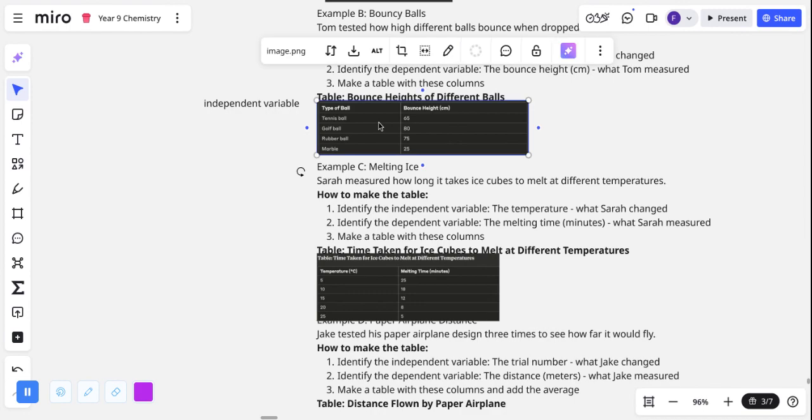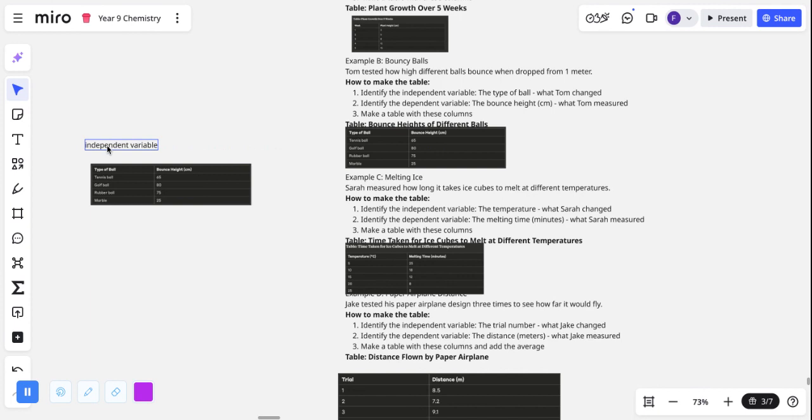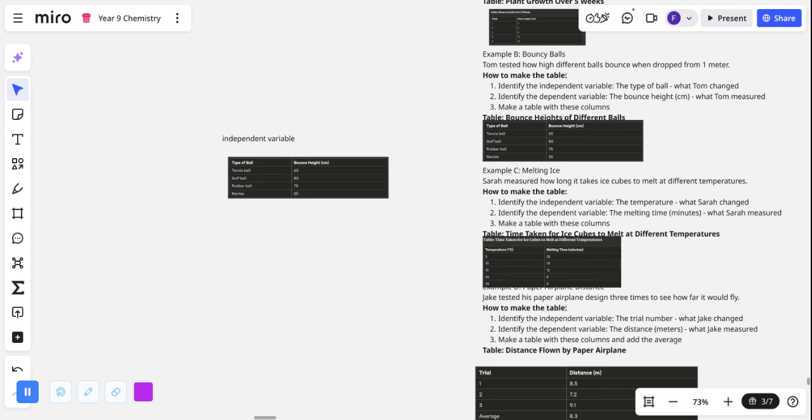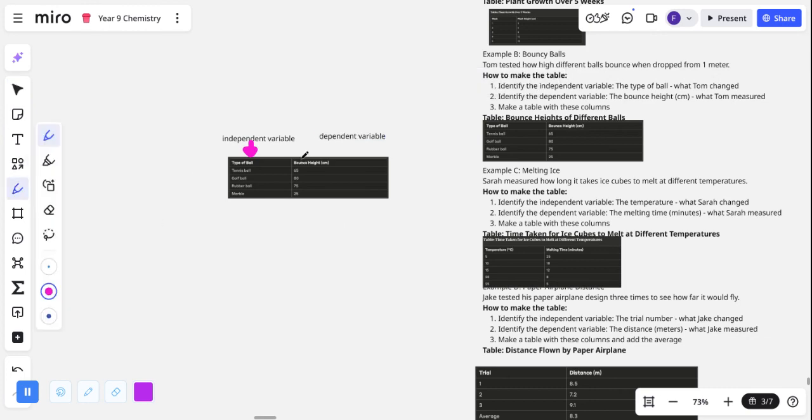So let's just take a copy of this and put it over here. So your independent variable is the thing that you chose. You chose the ball, the independent variable. The height of the ball is your dependent, because you're measuring it. You're thinking, right, how high does this ball bounce? I'm going to get out my ruler, I'm going to get out my measuring tape, and I'm going to measure it. This is your dependent variable. Your independent variable will always go in your first column. Always. That is really important.